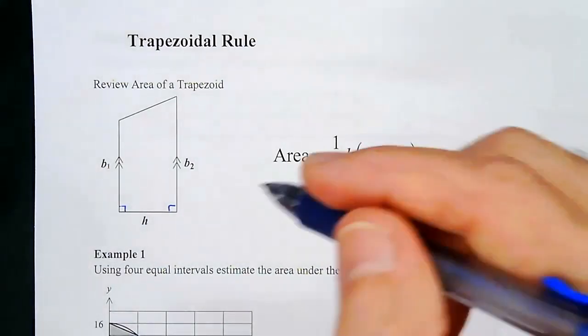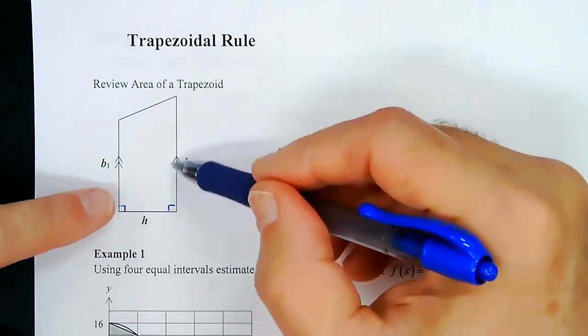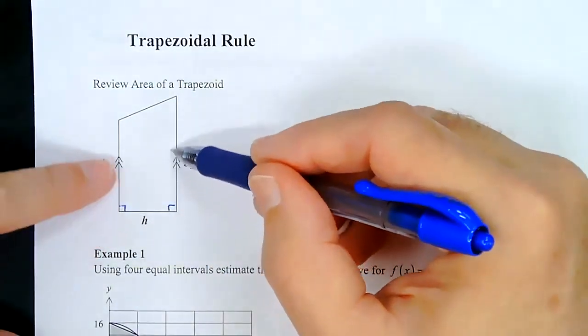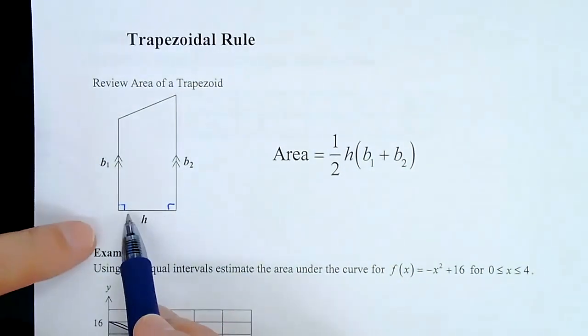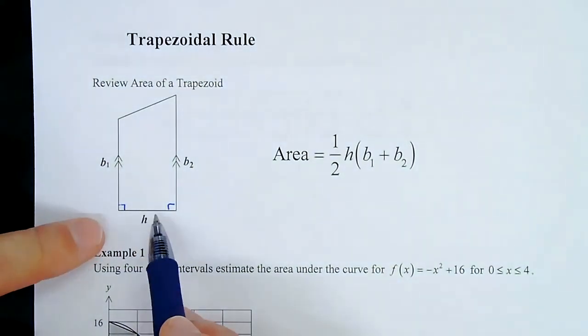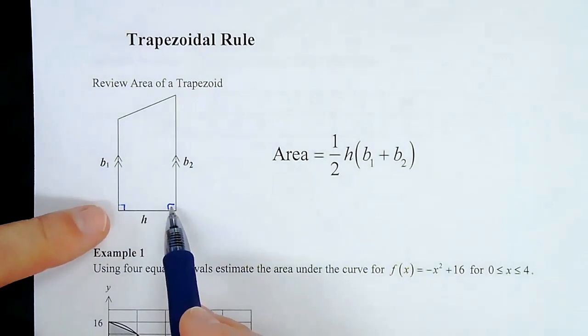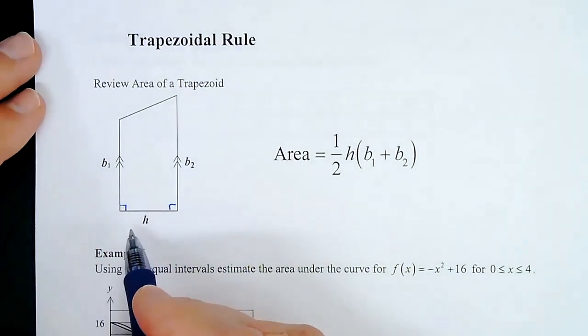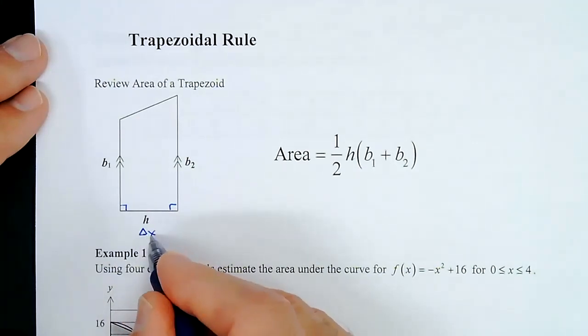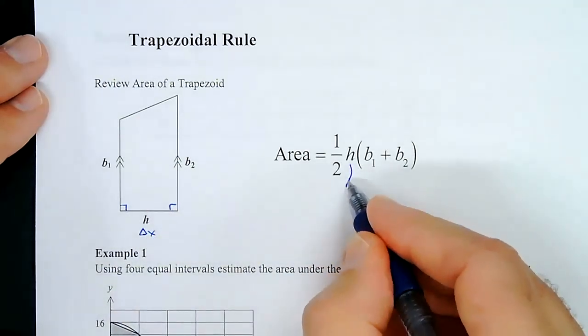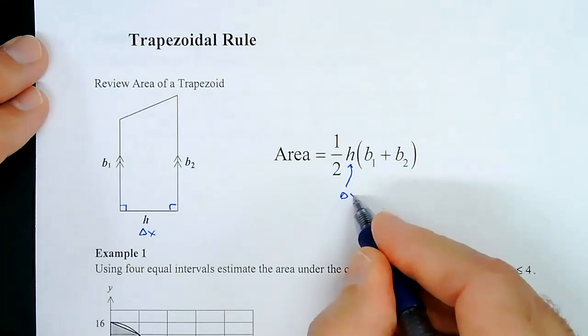And what is a trapezoid? Well, a trapezoid has a pair of parallel sides. So that would be these two right here, all right? And then our height. The height of any trapezoid is always perpendicular to the bases. So what's going to wind up happening is this h is our delta x. And so in this case right here, this h is delta x.